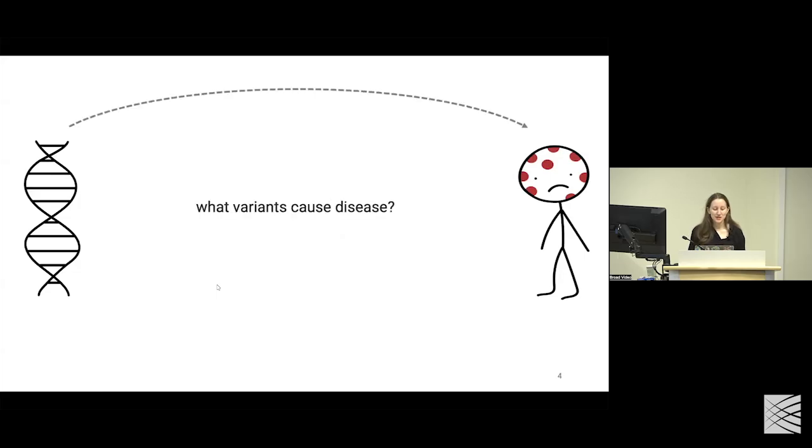Okay, so what's the goal? The goal here is to learn what variants cause disease. In this simple picture I have here, we have a DNA strand on the left, and then an individual who has some non-desirable phenotype as depicted by red spots and a frowning demeanor. So how do these variants cause disease? That's a question we have. We always want to know, if we do see variants in an individual, how are they causing this non-desirable or potentially desirable, but in this case, non-desirable phenotype?